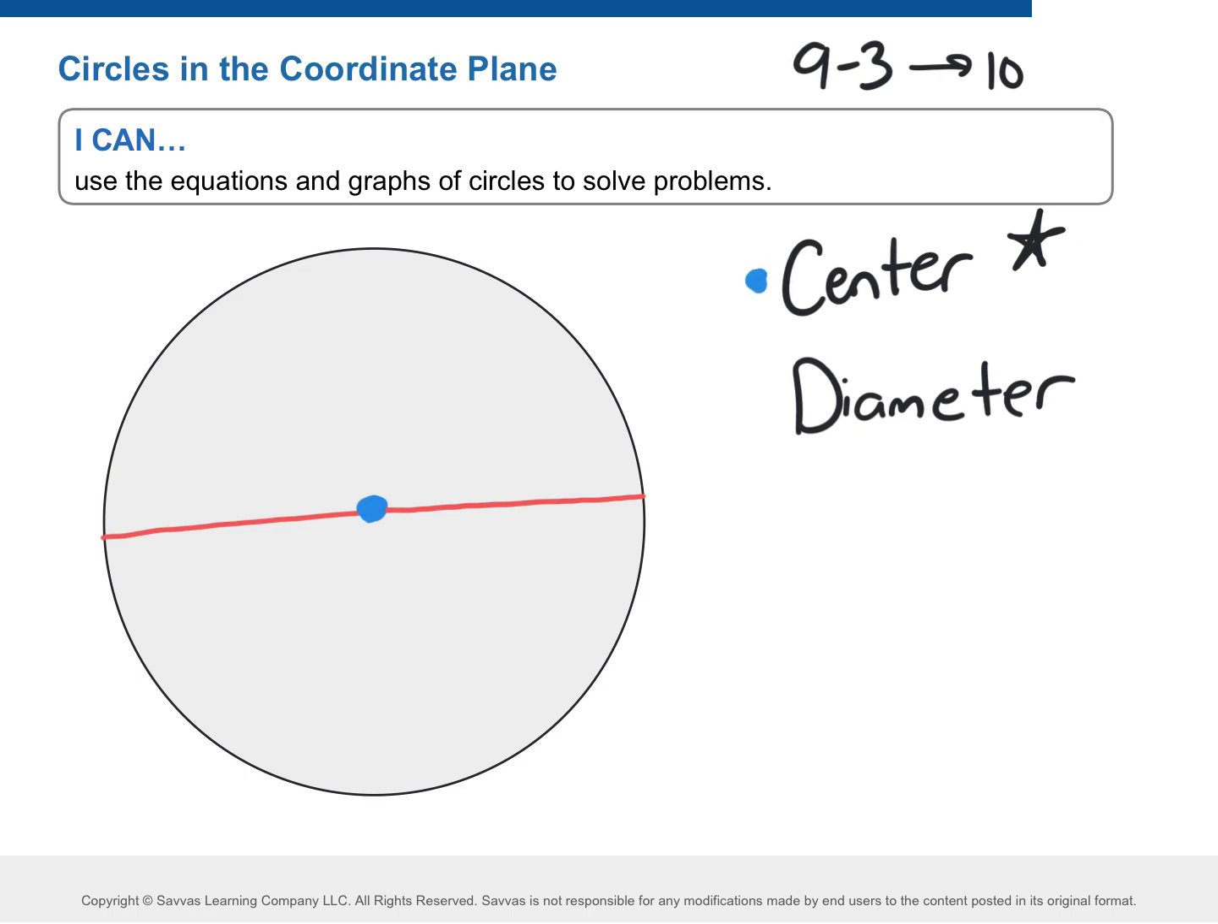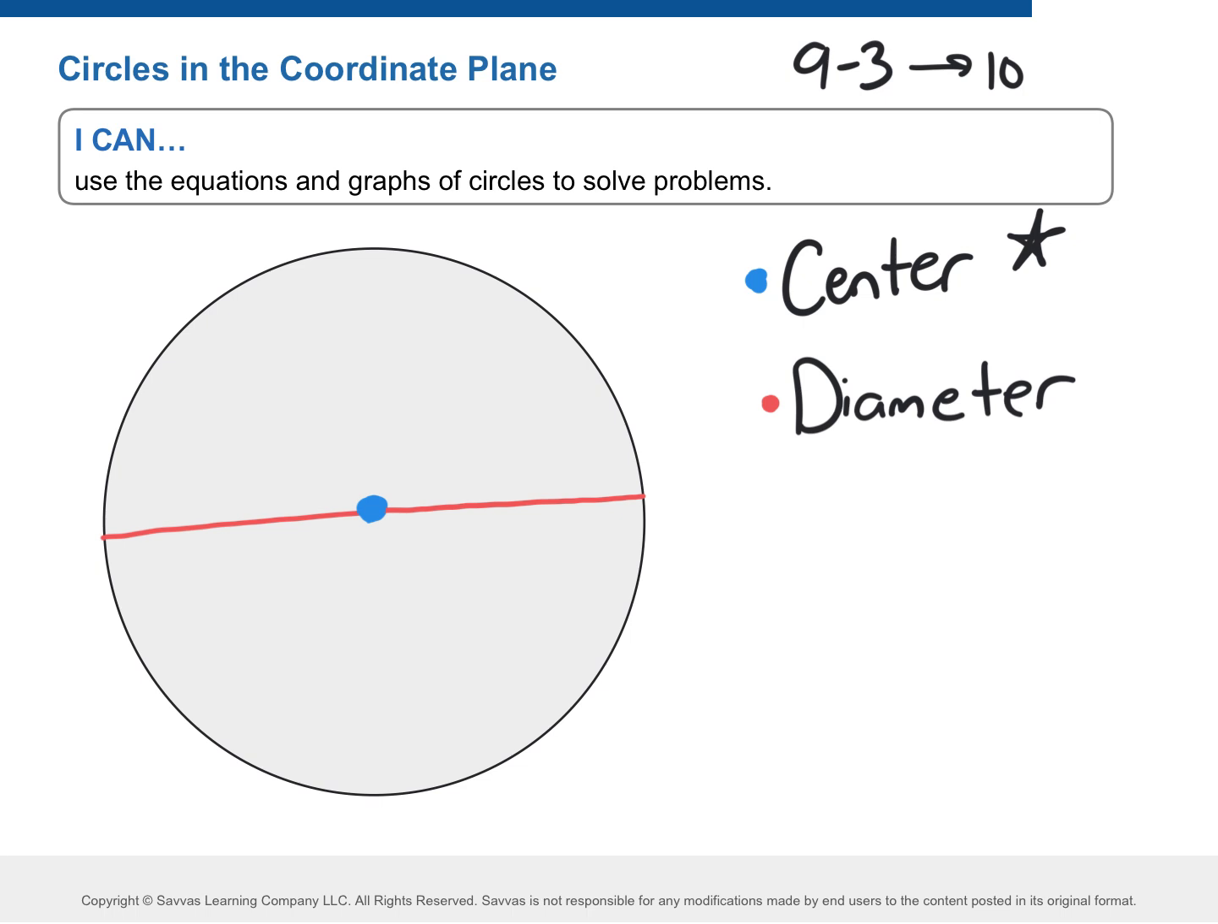I'm going to color code here. The center is my blue. The diameter is my red. On your paper, you can draw arrows. So diameter goes from one side of the circle here to the other that goes through the center. That's the diameter.